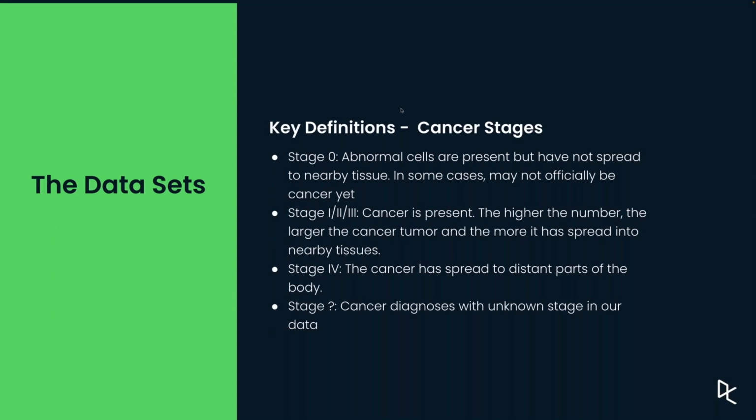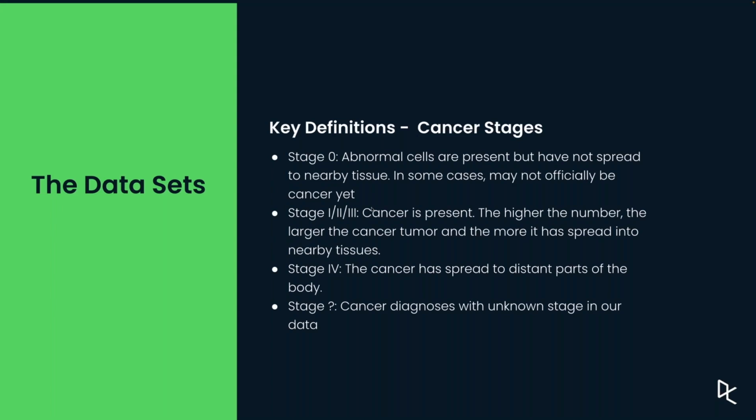Now, stage 1, 2, and 3 share a definition. Cancer is present. The severity is then graded between 1, 2, and 3 based off of factors such as the size of the tumor and the spread into nearby tissue. And finally, stage 4 is where cancer has spread to distant parts of the body. You'll also see some stage question mark in our data, and these are just diagnoses with unknown stage, so we may not be able to gather a ton of info from those, but it does happen that the stage is not known or determined for some of these diagnoses.